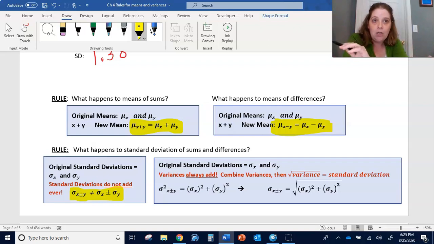That doesn't work. The standard deviations do not add. The standard deviations are not combining in any way. And if it doesn't work with real numbers, then it doesn't work with the variables. So that's important. What's actually happening is this.